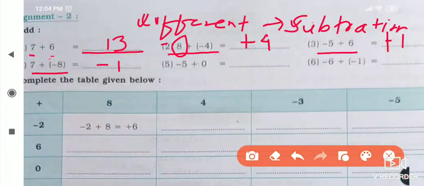Next, question number 5, minus 5 plus 0. As you know, if we add 0 to any number, the answer is the same number. So here the answer is minus 5.